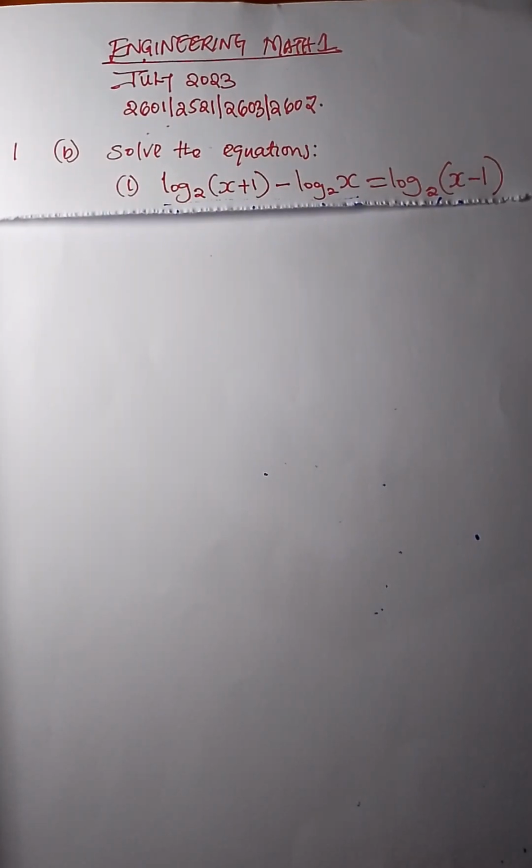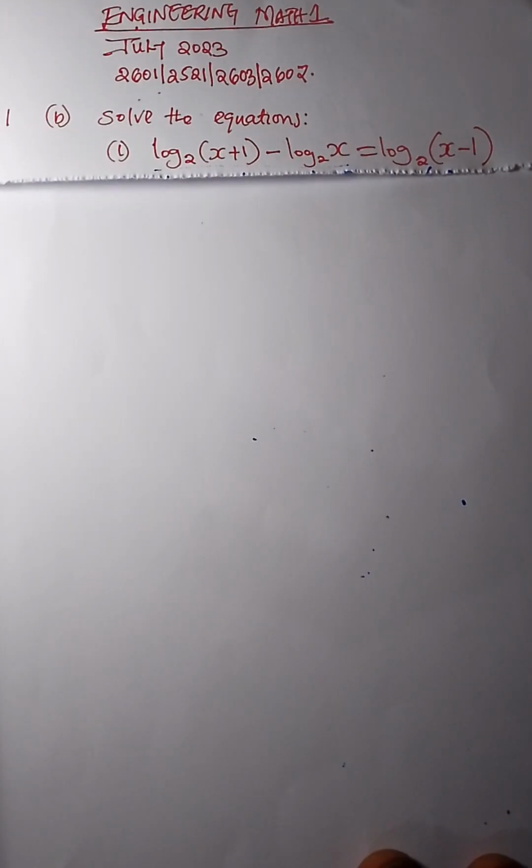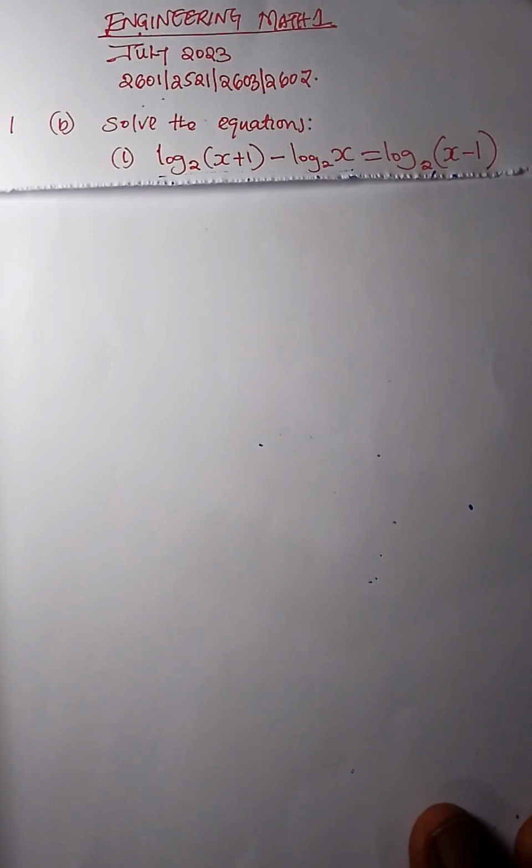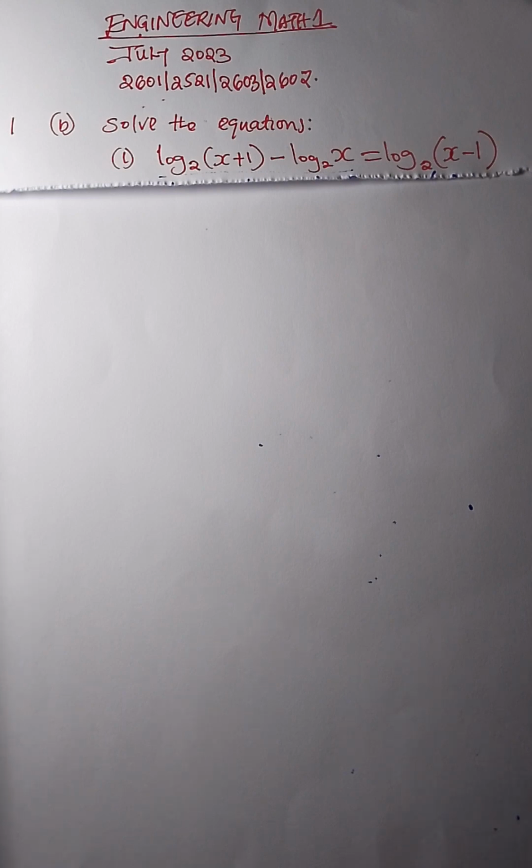Welcome back again. We had solved a similar paper before, so we solved question 1A Roman 1 Roman 2. So today we are solving July Engineering Mathematics for July series. Then the question is 1B, so the question requires 1B Roman 1. The question requires us to solve for x.